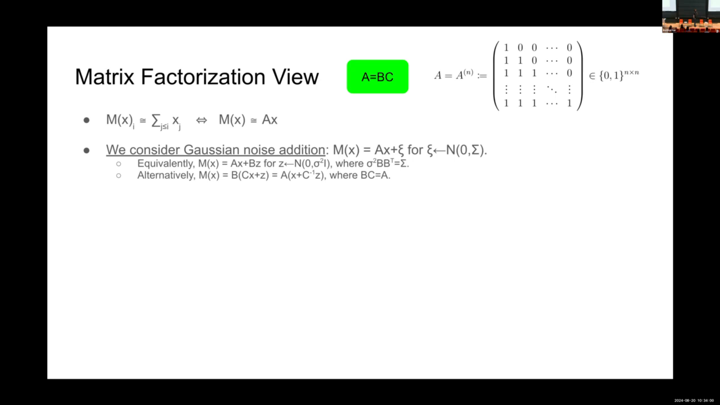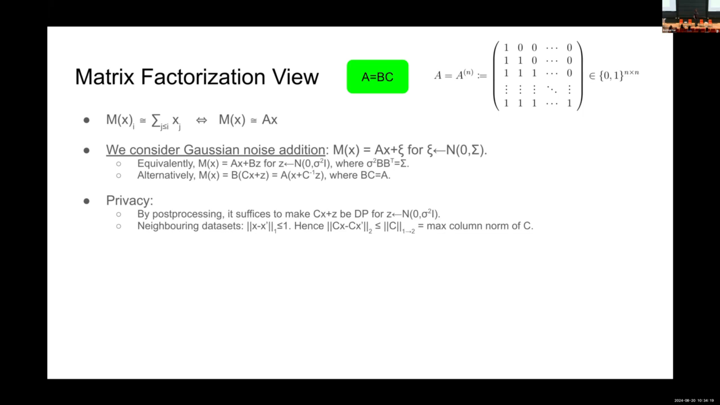Now, matrix algebra is fun. There's different equivalent ways of expressing this. In terms of privacy, it's fairly easy to see that by post-processing, this is equivalent to just making sure that C times X plus independent noise is private. So now we just have to analyze the norm of the sensitivity of C times X, which boils down to the maximum column norm of C. So the amount of noise we add is going to be the maximum column norm of C times something depending on your privacy parameters.